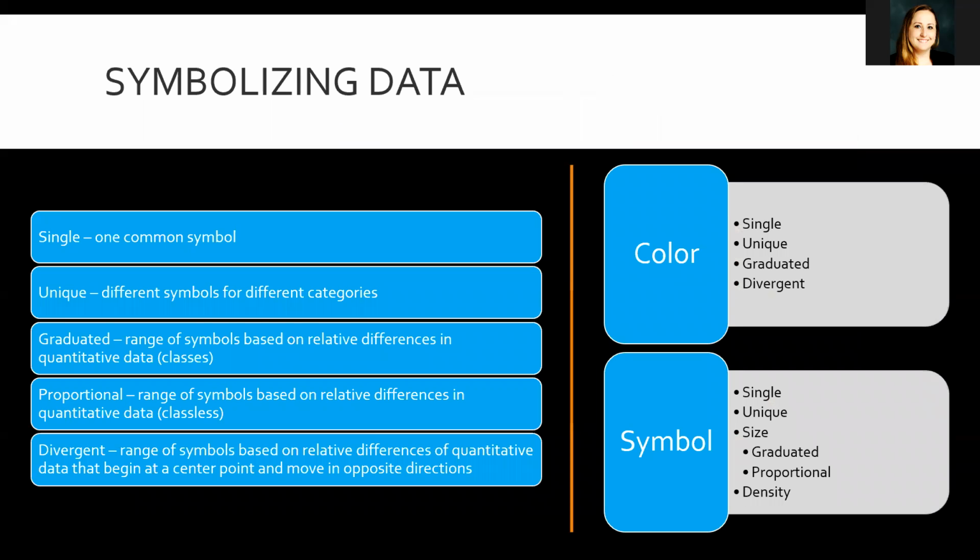Divergent symbols are based on differences in quantitative data. It's similar to the graduated and proportional concepts, but instead of having a range from high to low, it has a center point and the symbols move in opposite directions. You can think about this like a number line, with 0 being the center point and in a pale yellow color, with the positive values changing from pale yellow to blue and the negative values ranging from pale yellow to red.